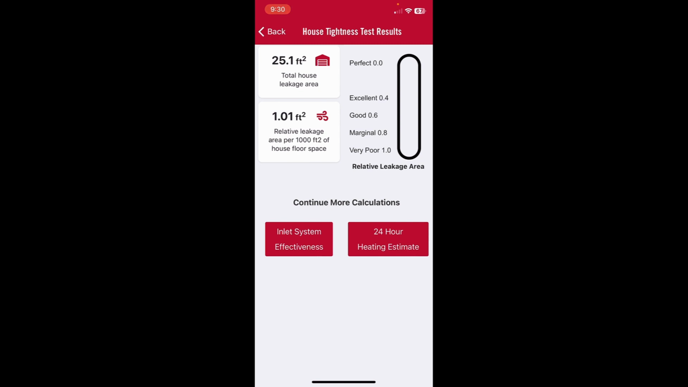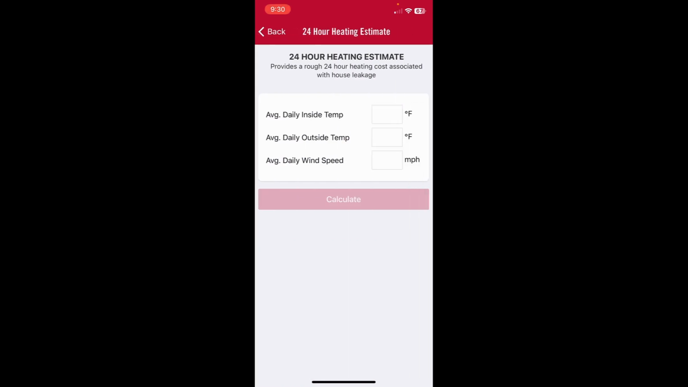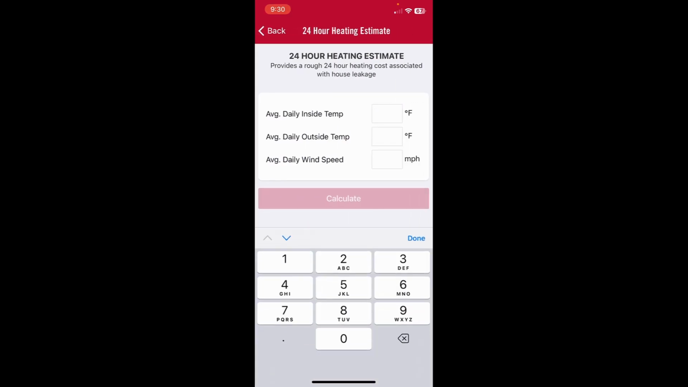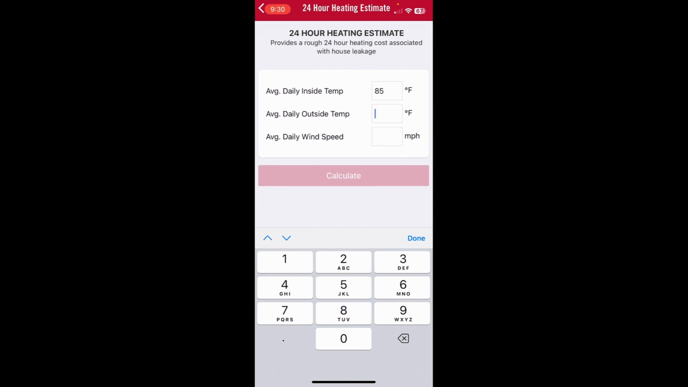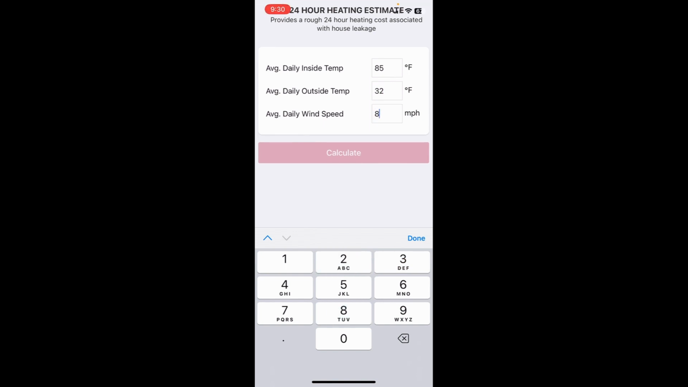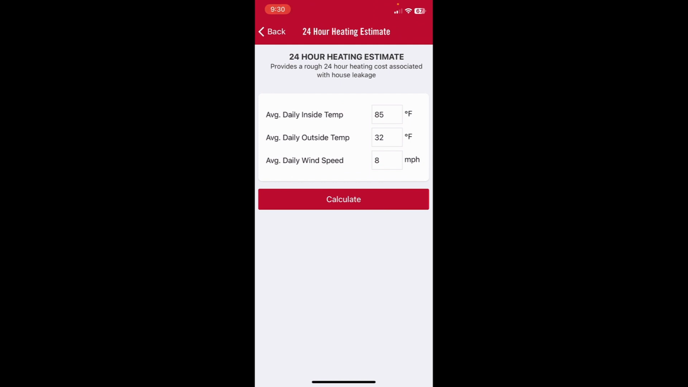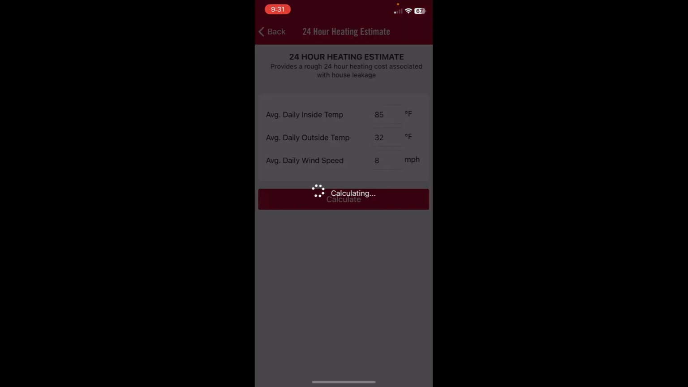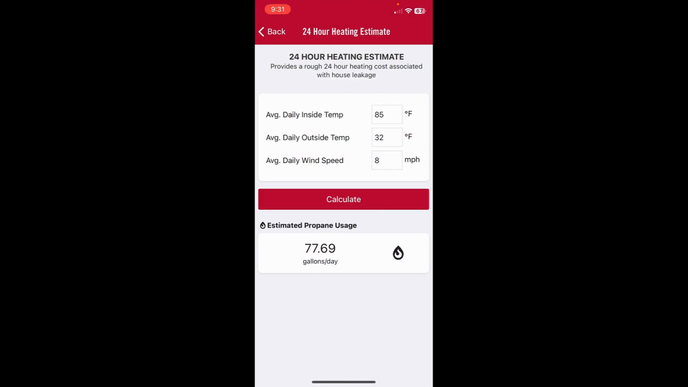Let's look at the 24-hour heating cost estimate. So for that house, what would happen if the inside temperature was 85 degrees? Let's say we're brooding or towards the end of the brooding. Outside temperature was 32 degrees and there was an 8-mile-an-hour wind blowing. How much additional fuel would we have to use to heat up all the air coming through those cracks? We hit calculate, and we learn about 78 gallons per day on that cold, windy day would be required to heat all the air coming through the cracks.